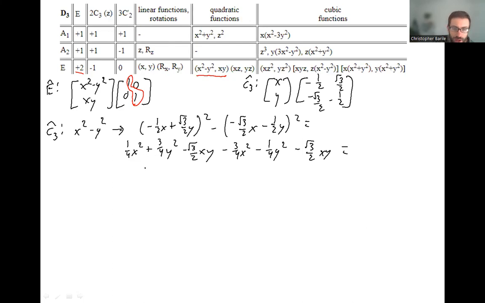And so now we can combine like terms here. And so we have 1/4 x squared and 3/4 x squared. So that's going to be negative 1/2 x squared. And we have a positive 1/2 y squared. And then we have just minus root 3 xy. And so now we can factor out actually a minus 1/2. And that's going to get us minus 1/2 times x squared minus y squared. That's looking good.